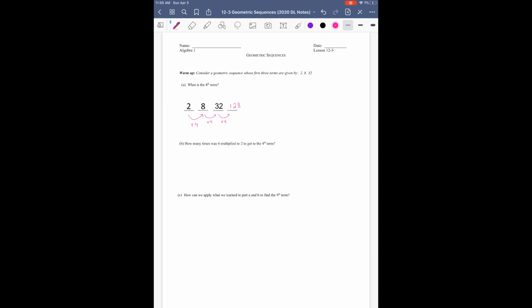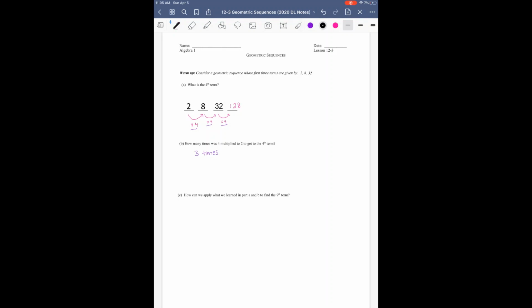How many times was 4 multiplied by 2 to get the fourth term? So let's go back to part A. I multiplied by 4 1, 2, and 3 times. So I multiplied by 4 3 times to get the fourth term. How can we apply what we learned in part A and B to find the ninth term?